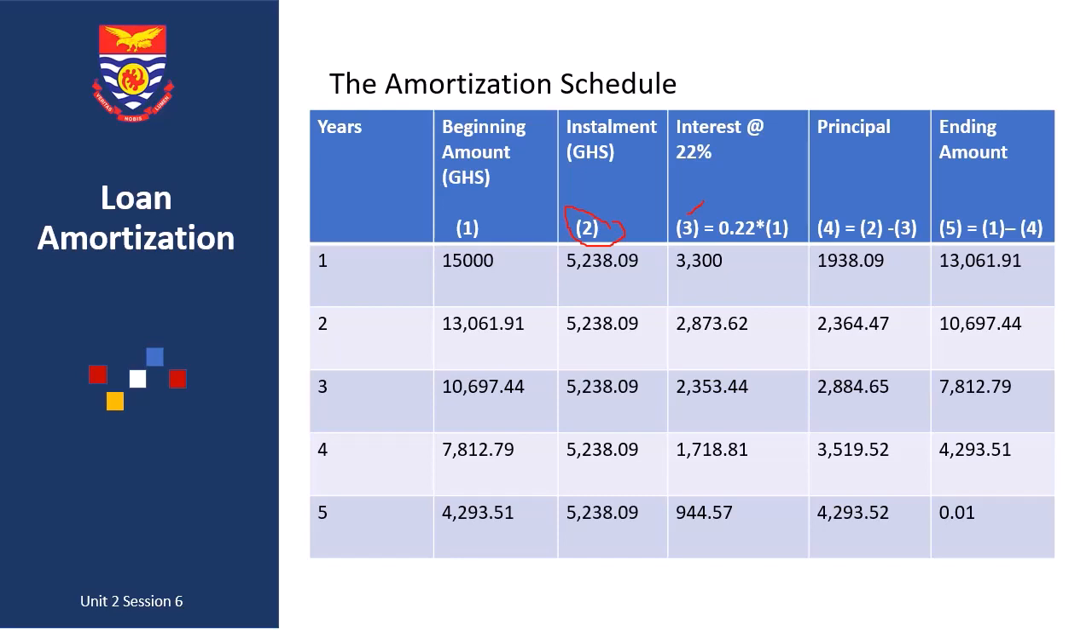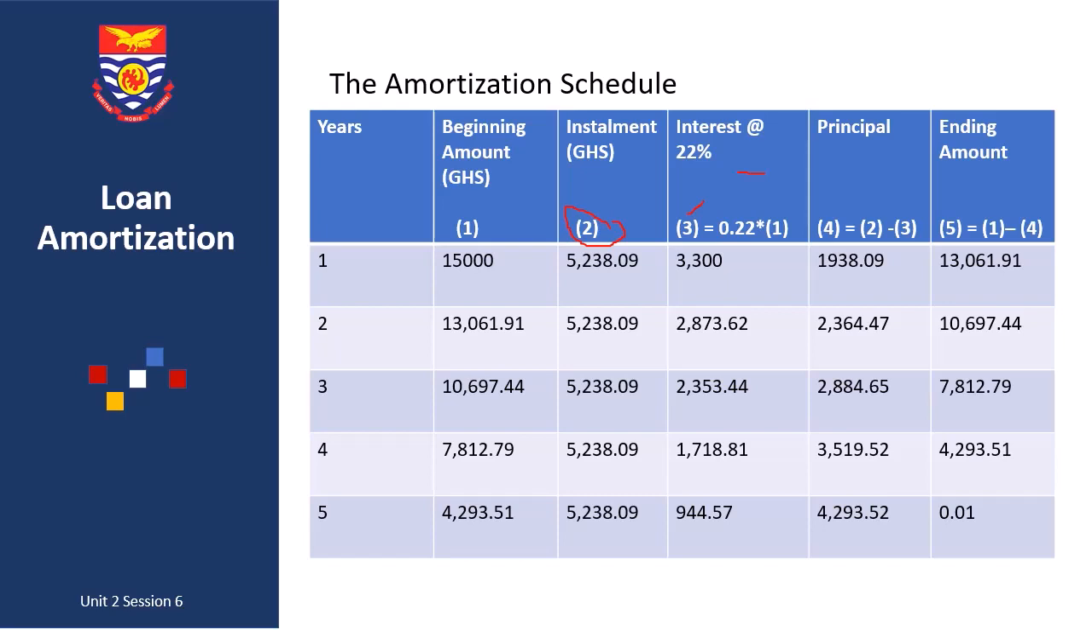Principal named 4. And the ending amount is 5. So that it will be easy for you to understand how to find the various. So how to find the interest. How to find the interest is the interest rate that is given multiplying by 1. And 1 is what? The beginning amount. So if you want to find the interest, it is the beginning amount that is given multiplied by the interest rate.